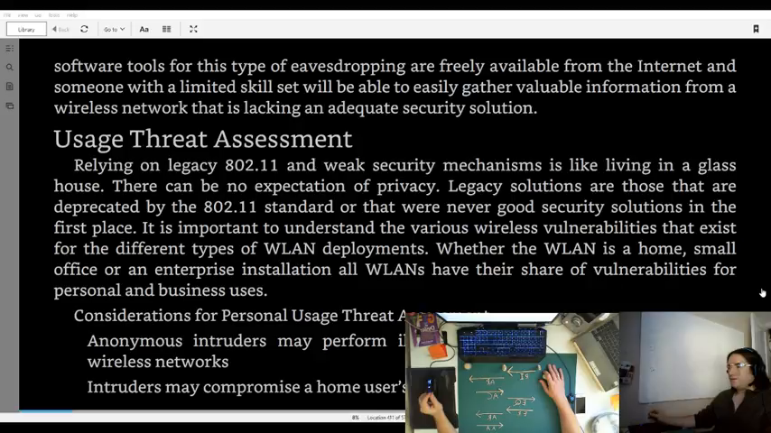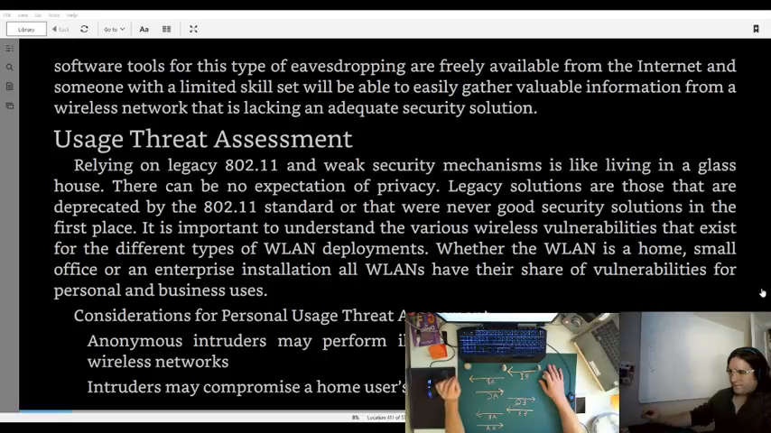It is important to understand the various wireless vulnerabilities that exist from the different types of WLAN deployments. Whether the WLAN is a home, small office, or enterprise installation, all WLANs have their share of vulnerabilities for personal and business uses.